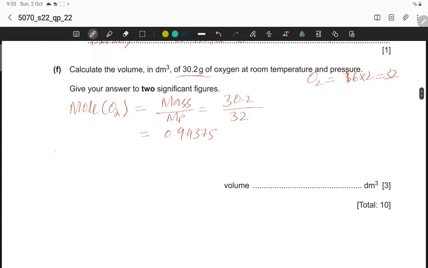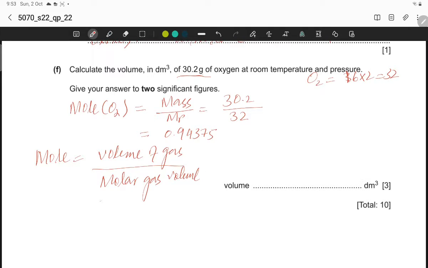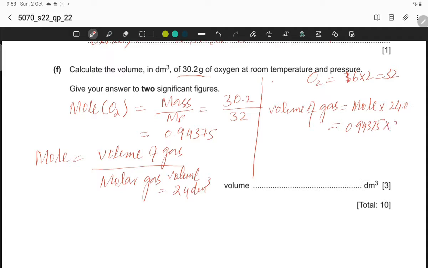And for the volume of oxygen, we know that moles is equal to volume of gas divided by molar gas volume. Molar gas volume is equal to 24 dm cubed. So volume of gas is equal to moles times 24 dm cubed. Moles is 0.94375 times 24, which is equal to 23 dm cubed.